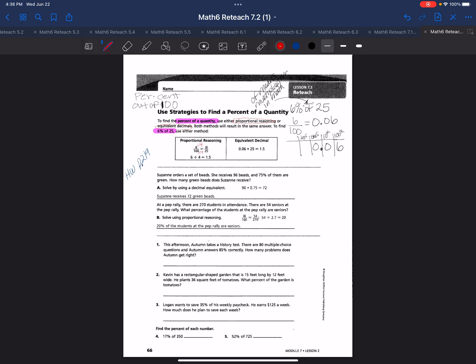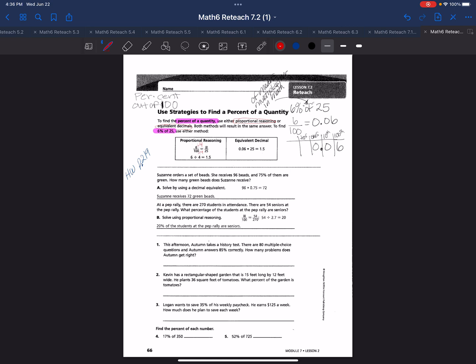Strategy 2 is equivalent decimals. So for this one, I'm multiplying. We know that it says 6%, and I have to convert that to a decimal by saying 6 over 100 is 6 hundredths. So I write that as a decimal, and then I multiply by the number or the quantity that is given. So 6 hundredths times 25 is 1 5/10. So those are the two strategies. Let's try the first one.